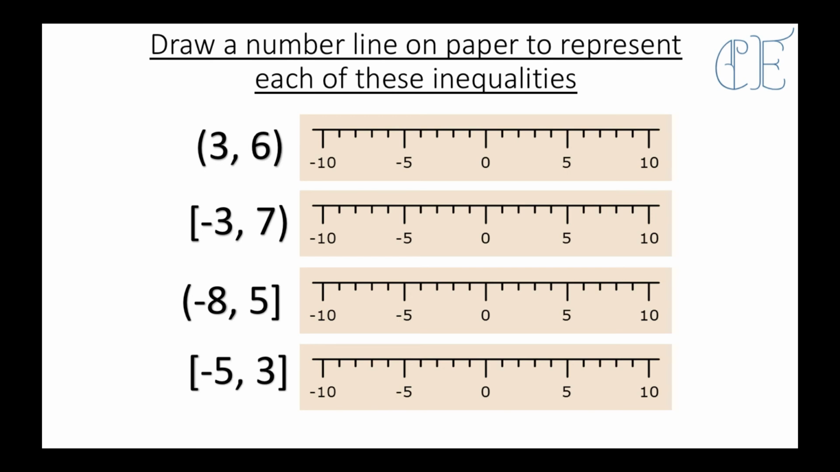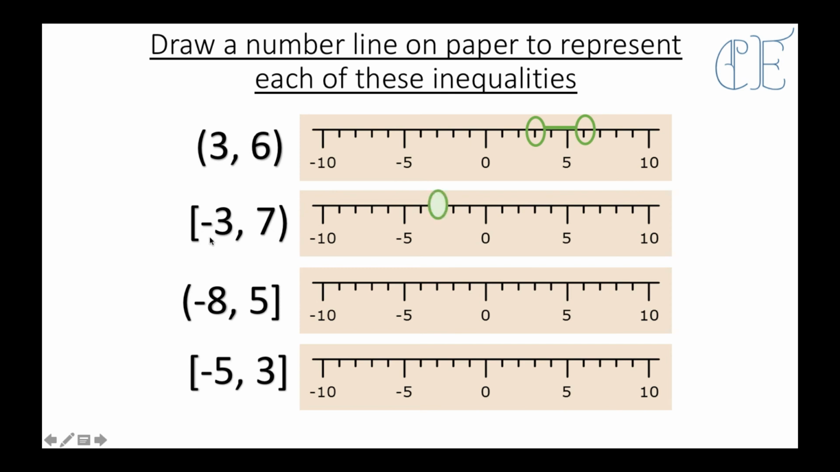If you've paused the video and had a go, here are your answers. We have 2 round brackets here, which means we don't colour in any of the circles because it just means the number would be between 3 and 6. It doesn't include 3 and 6. So neither of these are coloured in.